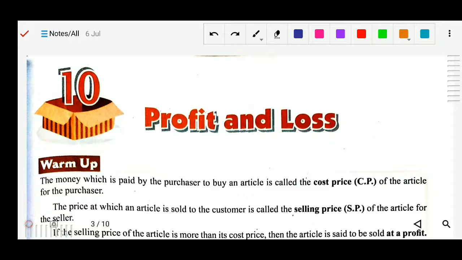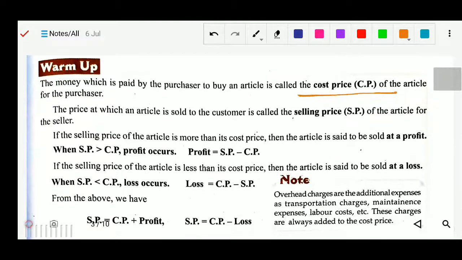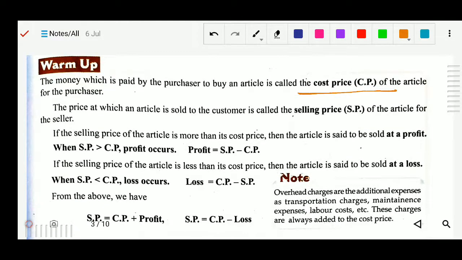The money which is paid by the purchaser to buy an article is called the cost price of that article for the purchaser. The price at which the article is sold to the customer is called the selling price for the seller. So the next term is, we should know what profit and loss are.